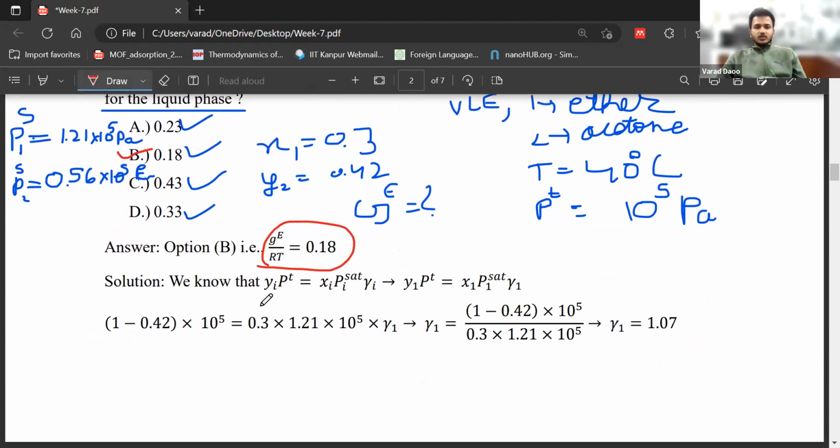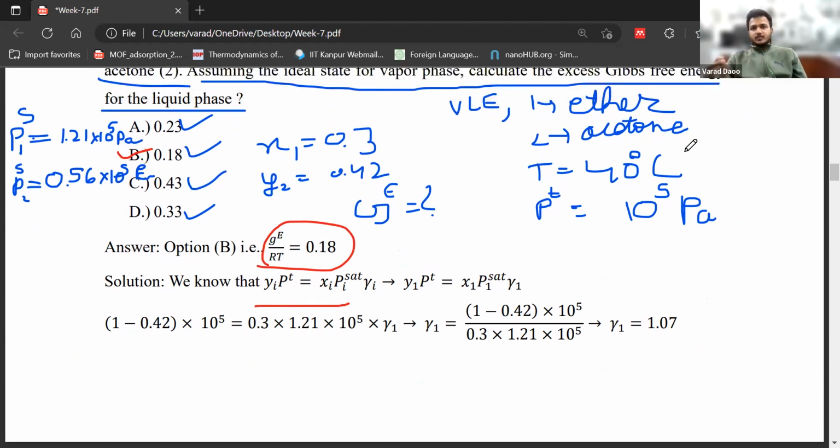We know this relationship, right? For vapor liquid equilibria, the fugacity of component i in the vapor phase should be equal to the fugacity of component i in the liquid phase. As our vapor phase is ideal, we are not adding the phi. So its fugacity is given by this, and as our liquid is non-ideal, we are using this expression, right? So yi PT is equal to xi Psat into gamma i, where gamma i is the activity coefficient.